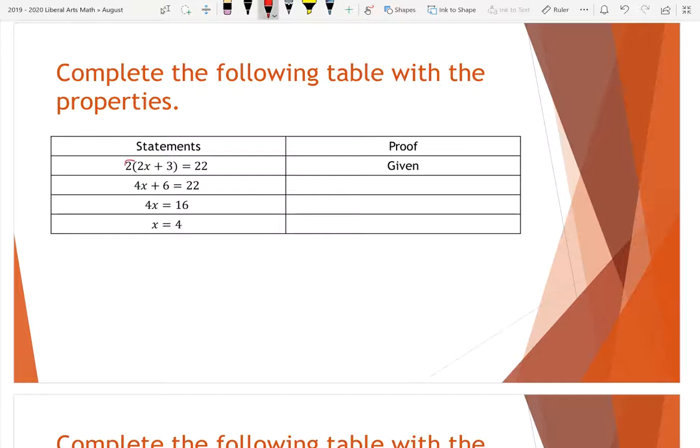The first thing they've done is they've distributed. So to get from that step to the second one, they would have used the distributive property of equality. And then from the second step to the third step, they get rid of that 6 on the left. So they would have done that through the subtraction property of equality. And then from that third step to the last step, they get rid of that 4. They do that through the division property of equality.